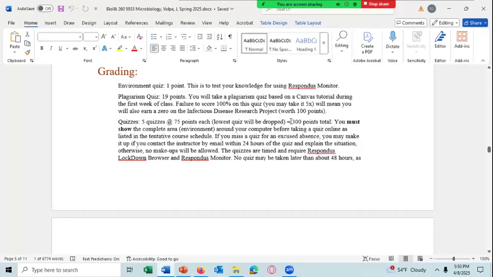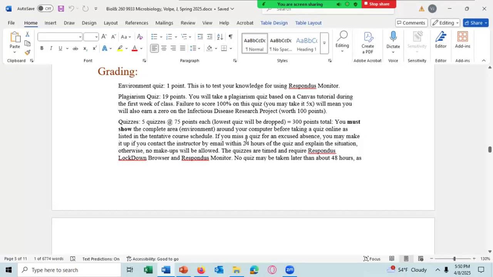You must show me the complete area environment around your computer before taking a quiz online, as listed in the tentative course schedule. If you miss a quiz for an excused absence, you may make it up if you contact the instructor within 24 hours. But understand, no quizzes may be taken 48 hours after the due date because the answers will show. Lockdown Browser and Respondus Monitor must be used on all online quizzes.